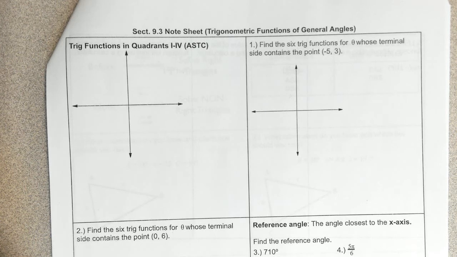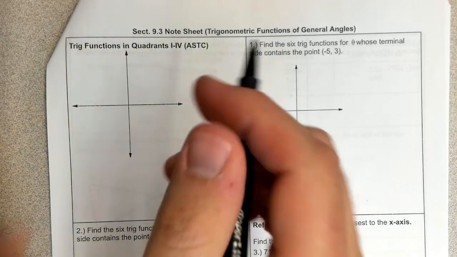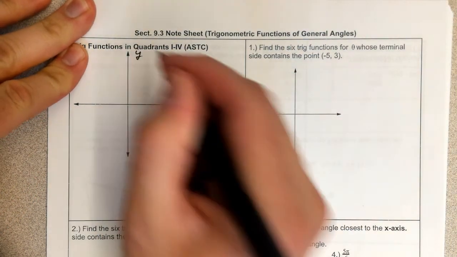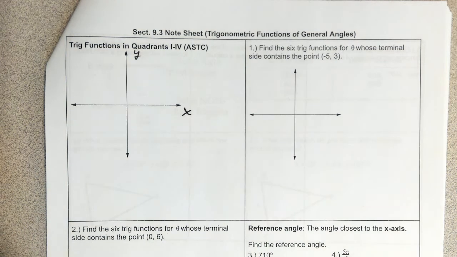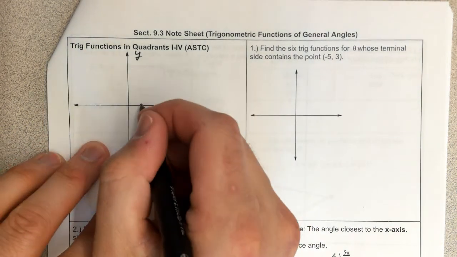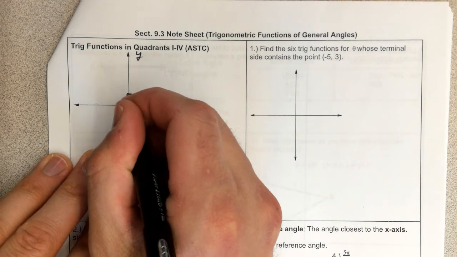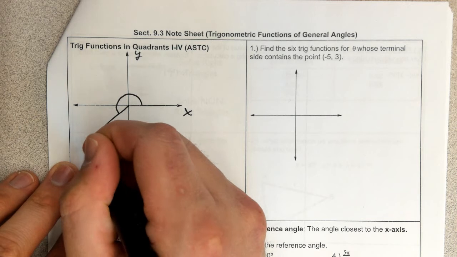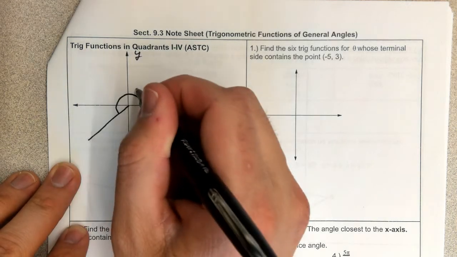All right, let's talk about section 9.3, trigonometric functions of general angles. General angles just refers to angles in the xy plane as we introduced in the last section, so x and y axes here. If we draw some arbitrary angle in the xy plane, it can go really anywhere, we'll take it to the third quadrant, I guess. If we draw in that angle, we call it theta.